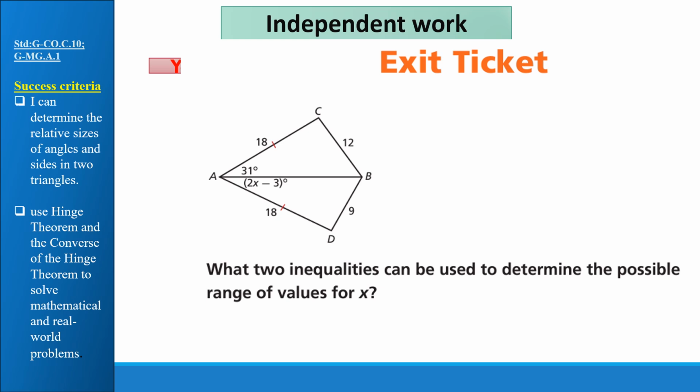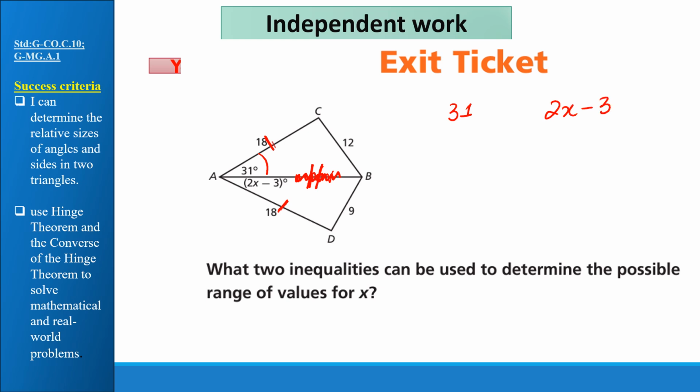Okay, so let me explain this one. This is 18 and this is 18, so they are congruent to each other. Now this side, they are sharing with each other, so definitely this is also equal to each other. Now let's try to find out the next angle. So angle 31, right? And what is the other angle? It is 2x minus 3.